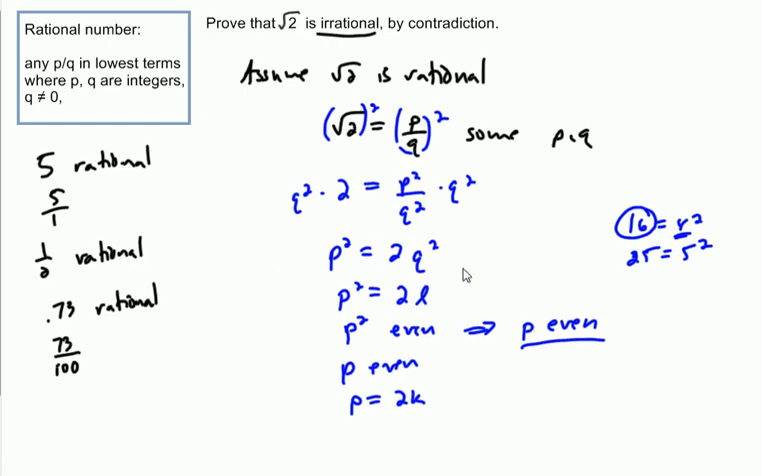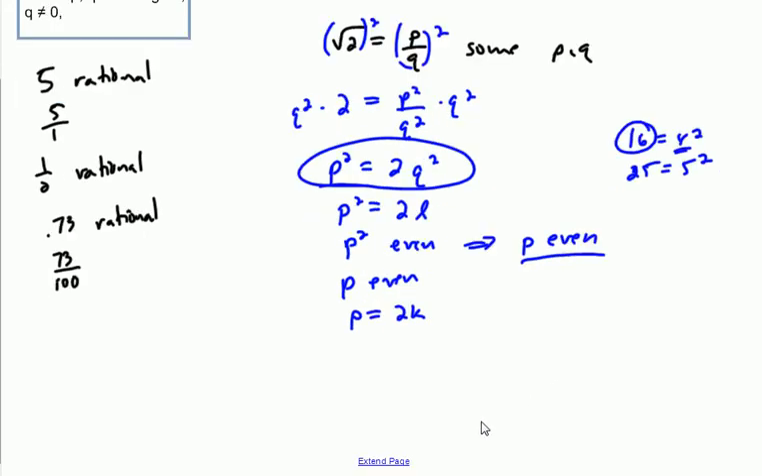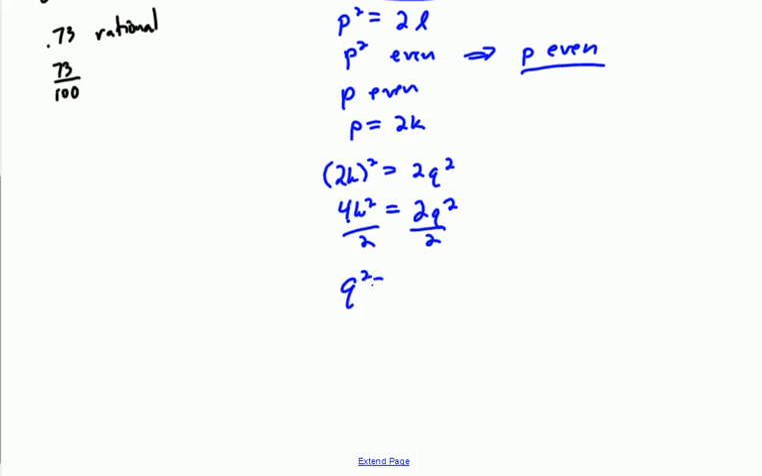Now let's go back to this line over here. This line says that p squared equals 2q squared. Well, then 2k quantity squared must equal 2q squared. 4k squared, just squaring the 2k expression, equals 2q squared. Divide by 2 on both sides to solve for q. And we'll see something interesting here, that q squared is 2k squared, which means it's really 2 times some other integer m, which therefore means that q squared is even. And we've already established that means that q is even.